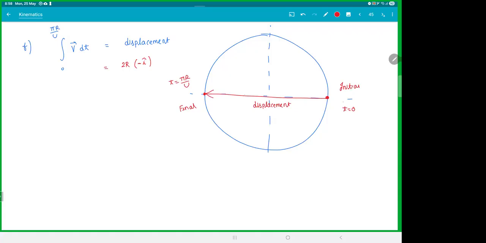Easy, right? There's no need to actually do any integration if you actually understand what it means. Velocity into time is displacement. And you're giving limits from 0 to pi r by u. You're going in a circle. Pi r by u meaning it's a semicircle. So you're indirectly asking me to find the displacement when you have completed a half circle. Is that making sense? Similarly, when you say integral mod v dt, you're asking distance traveled when you're going in a half circle. So when you go in a half circle, what is the distance traveled? That I'm marking in green here.